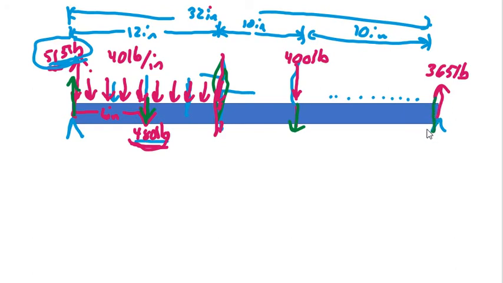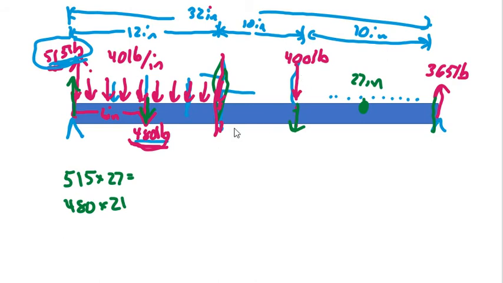Or you know what? Let's pick another spot. So this is 22, this is 32. So let's pick halfway in between 22 and 32, 27. So let's pick 27 inches right there. So it's 515 times 27. Then I have 480. Well, now I need the distance from here to here, which is 27 minus 6, 21.